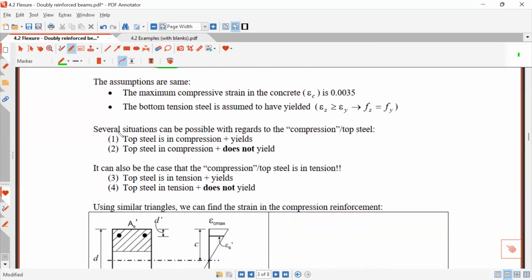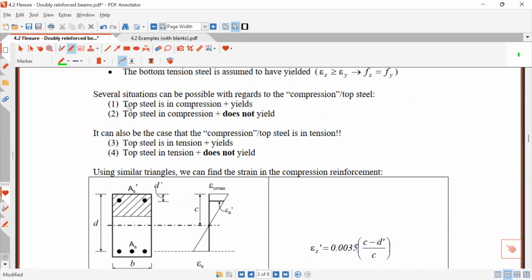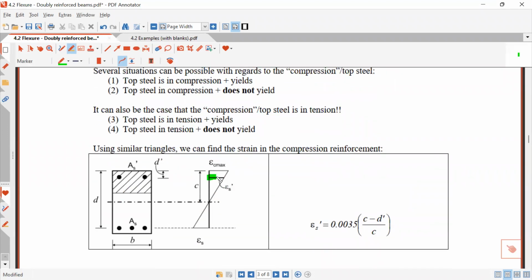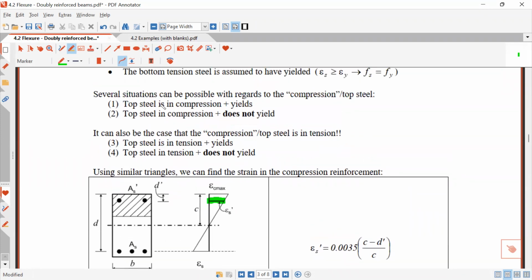Okay, so several situations are possible for this compression steel. The first one is the top steel is in compression and it yields, right? So here we have a strain in this top steel, and you can see it's above the neutral axis, so it's in compression. And let's say we do the calculation and we find it's yielding. So that's one situation: the top steel is in compression plus it yields. Another situation is that the top steel can be in the compression zone, but the strain here is less than yielding. So that's another situation that can happen.